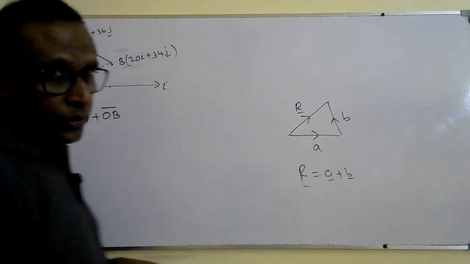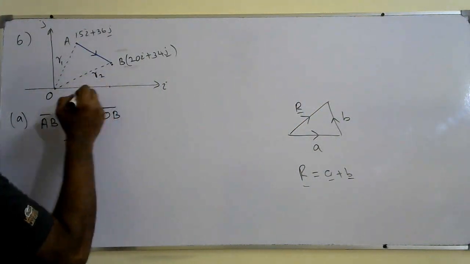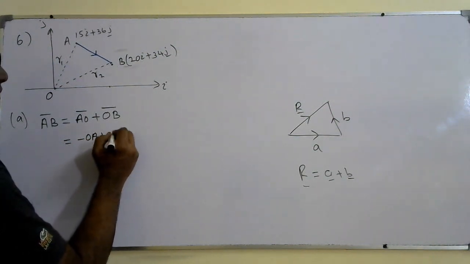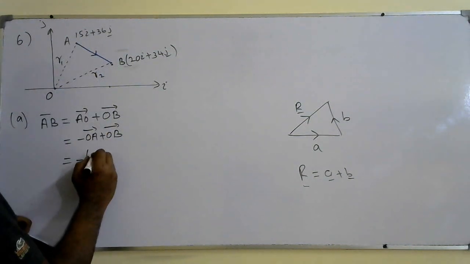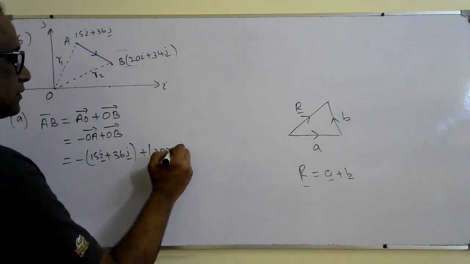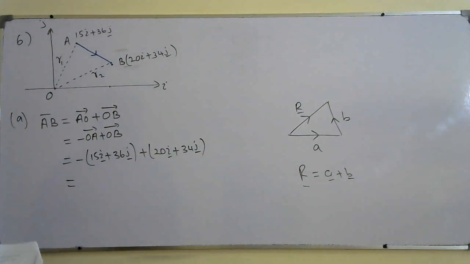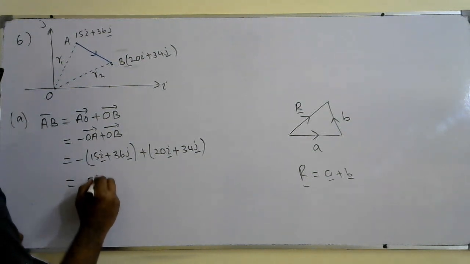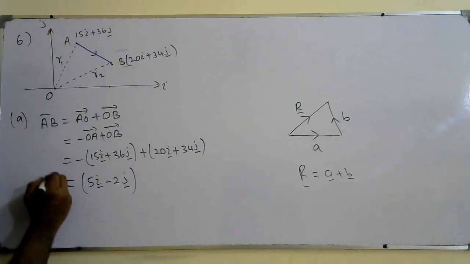We know OA, the position vector with respect to O, that I took as R1. This I can take as R2. So R1 means OA, but in the addition it comes as AO. So that means minus OA plus OB. Minus OA is minus 15i minus 36j, plus OB, that is 20i plus 34j. It's a basic thing, no logic, just a normal method. Solve it in terms of i and j. You will get 20i minus 15i, so 5i, and 34j minus 36j, minus 2j. That is vector AB, the displacement vector.